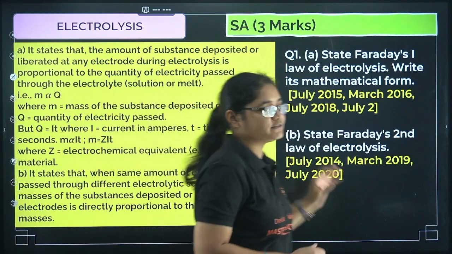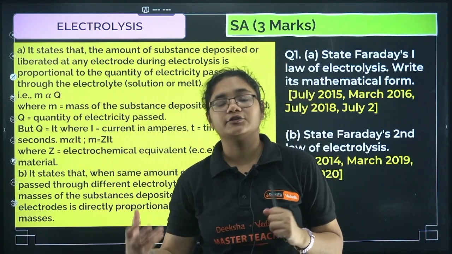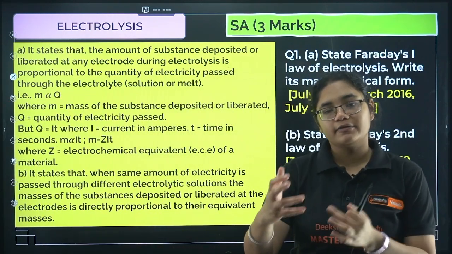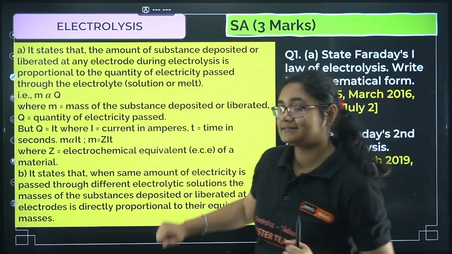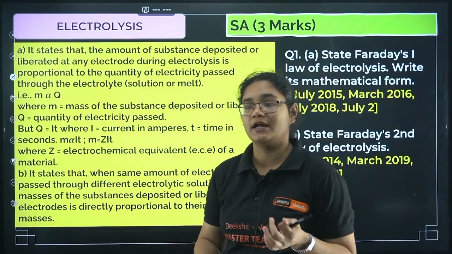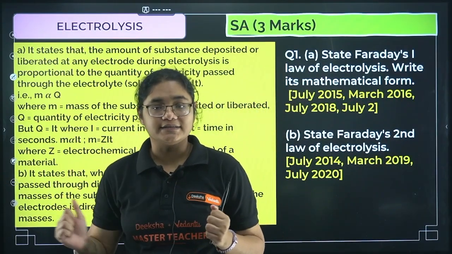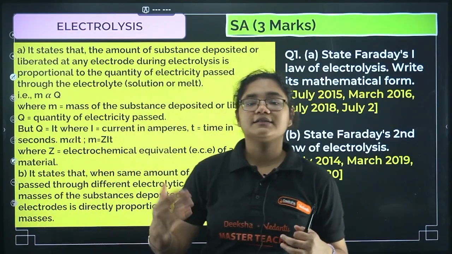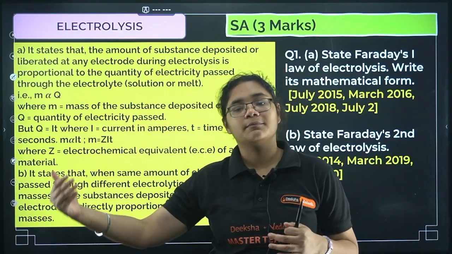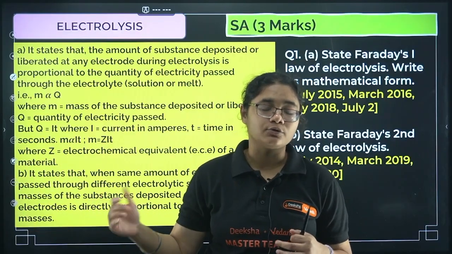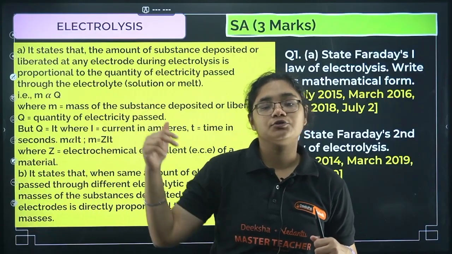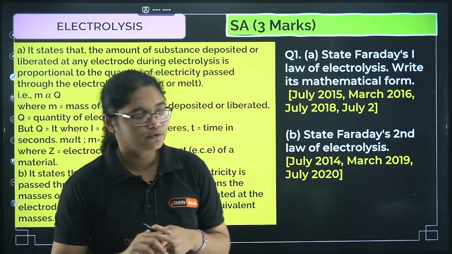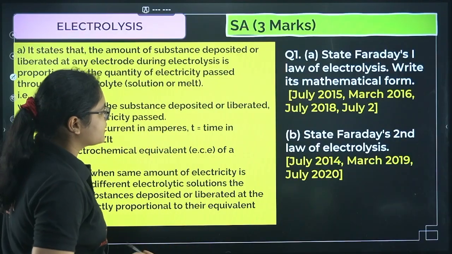Okay, so first law is what? The amount of chemical reaction depends on the amount of current passed. What is Faraday's second law? Faraday's second law says that when the cells are connected in series, when you pass the same amount of current to both the cells, the mass deposited on one cathode to the mass deposited on the other cathode will be equal to the ratio of their equivalent weights.